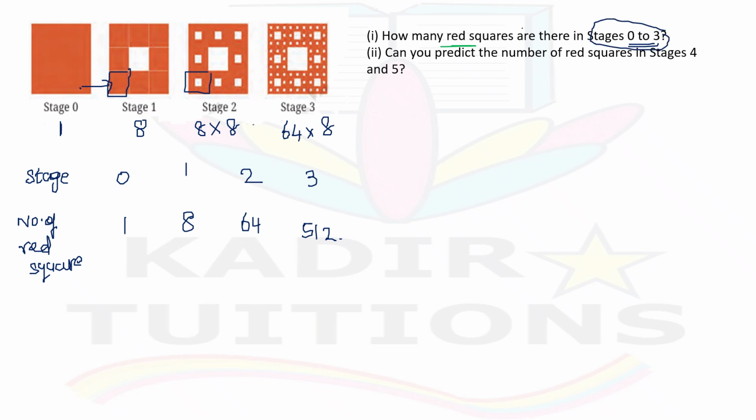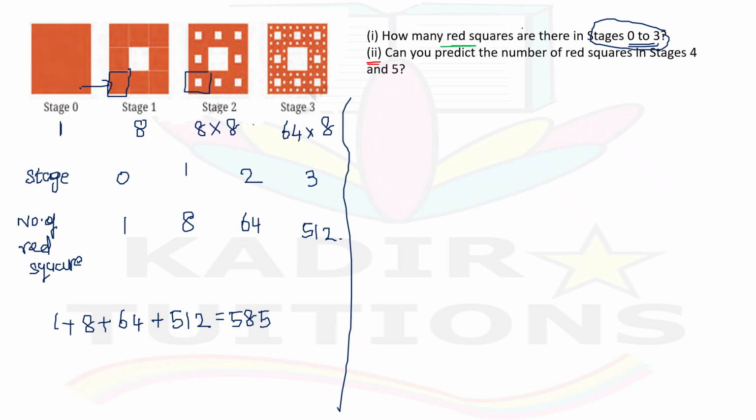You need to add everything. So totally the number of red squares is how much? 1 plus 8 plus 64 plus 512. So total red squares from stage 0 to 3 is going to be 585. Okay, so this is the answer for our first subdivision, and we'll see the second sub question.